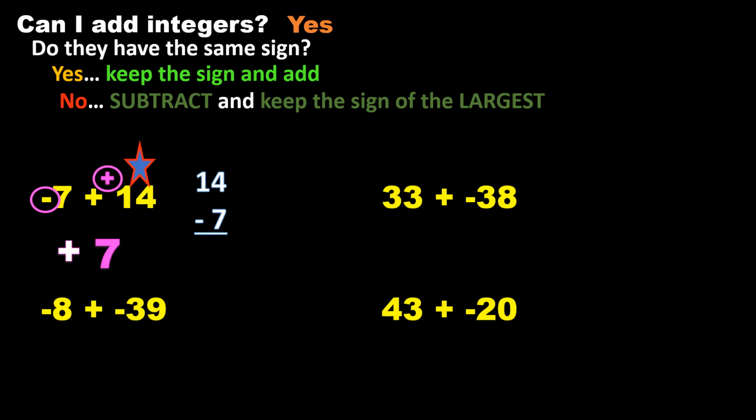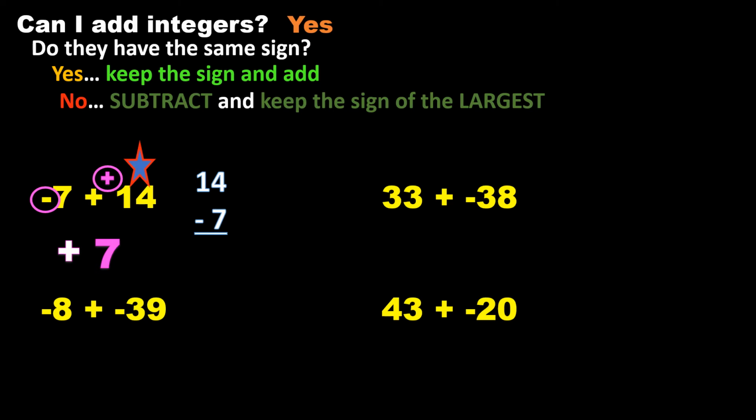Well, from negative 7 to 0 is 7 steps, but I have to go another 7 steps, and that would take me to positive 7. So that's what we're doing with the math, other than having to put it on a number line and plot it out, because some of these numbers are going to be kind of tricky if we had to do it on a number line. Well, let's go straight across where we have positive 33 plus a negative 38.